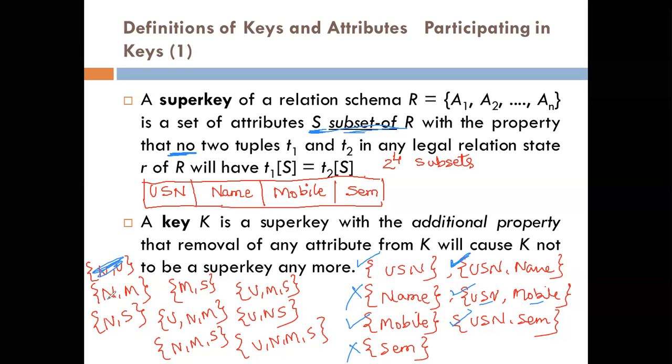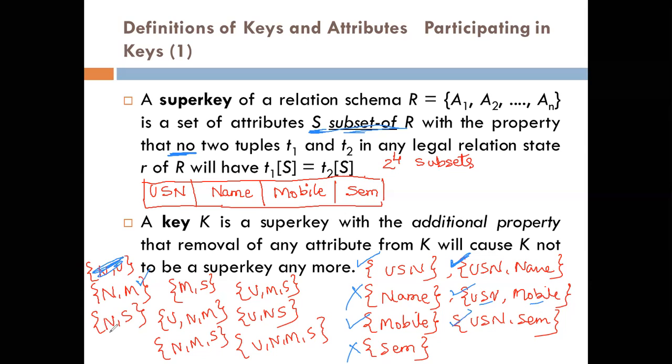The combination of name and mobile number. Can two students have same name and same mobile number? That is not possible because mobile number has to be different. So if mobile number has to be different, then obviously that is a candidate for super key.